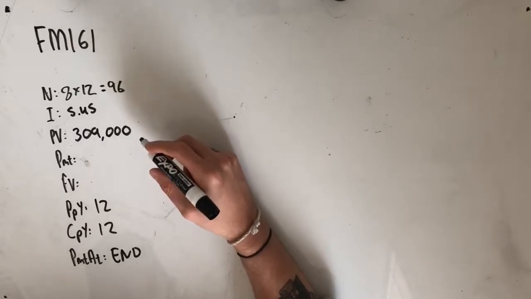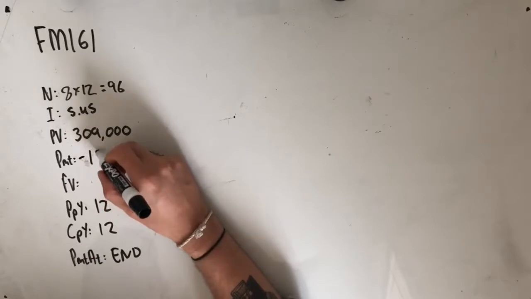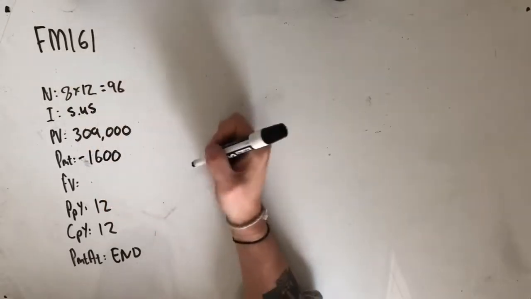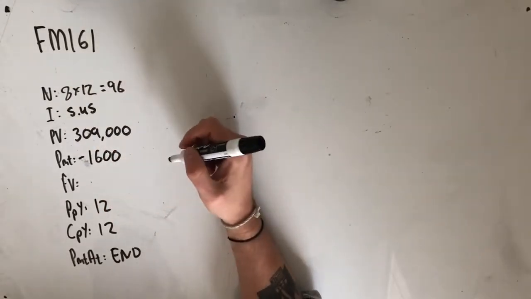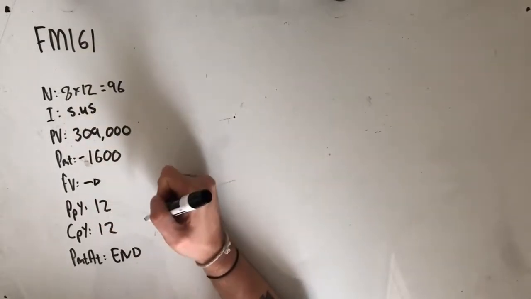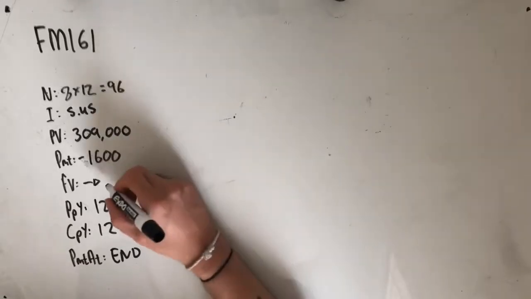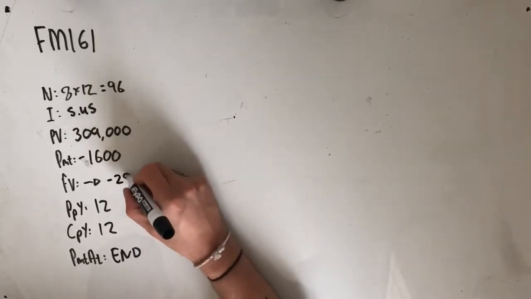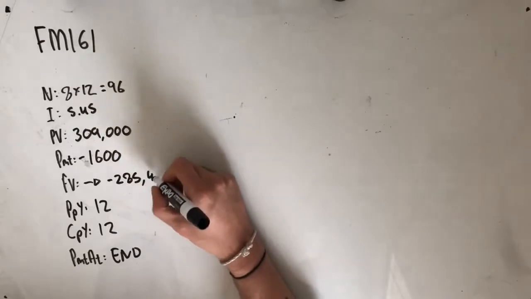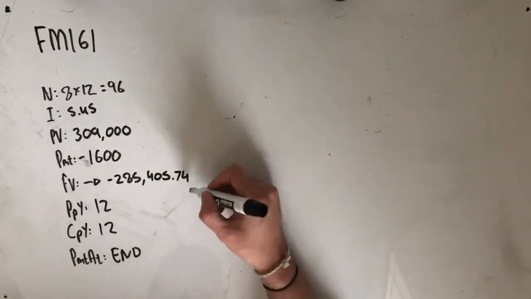Now we can see that York is making monthly repayments of $1,600. So repayments, he's paying someone else, so a negative $1,600. And we can figure out how much he still owes after those first 8 years have passed. Now, if you plug this into Finance Solver and solve for the future value, you should get a value of negative $285,405.74. I've rounded to the 4 here.